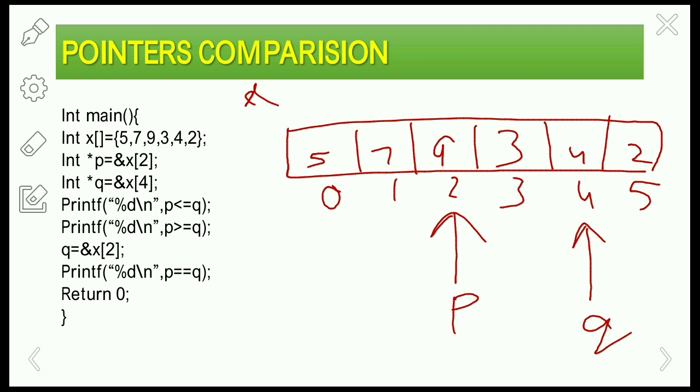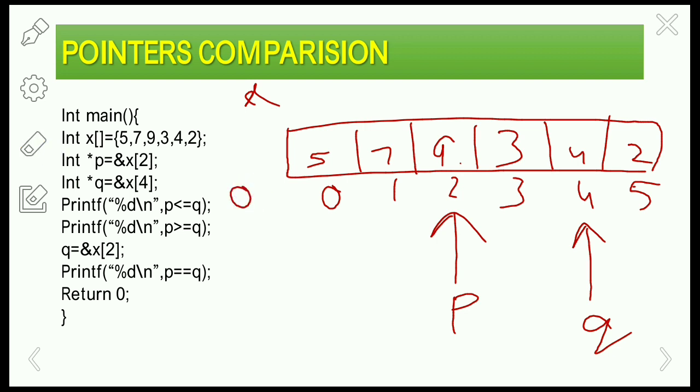Now we will see how to perform these relational operations. I'm taking less than or equals to, greater than or equals to, and the equality operator. First of all, p less than or equals to q. So p is pointing to address 2, that is 9, and q to 4. So we are performing the comparison on the address locations. So 9 less than or equals to 4 is false, so it will return 0.